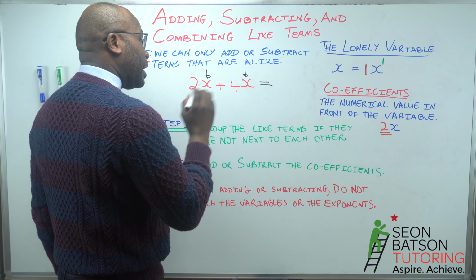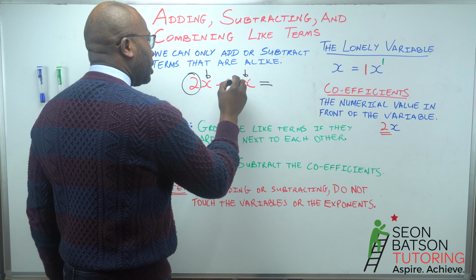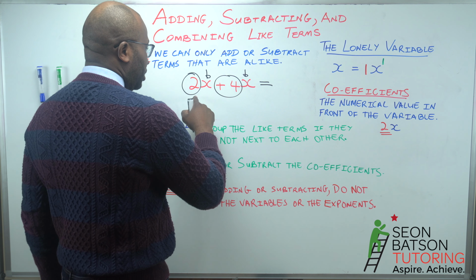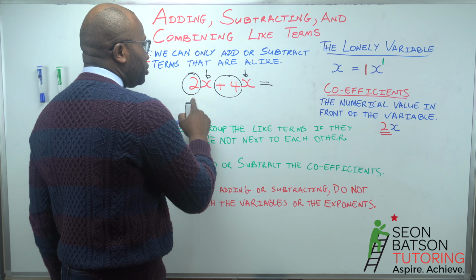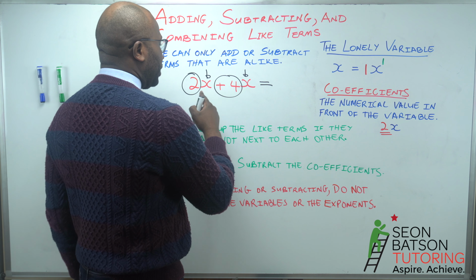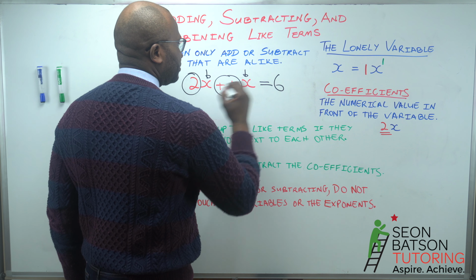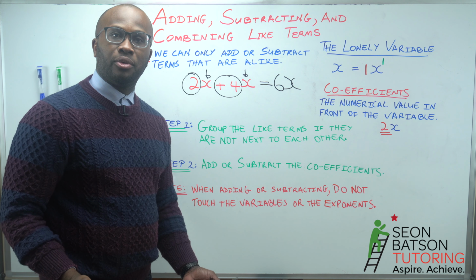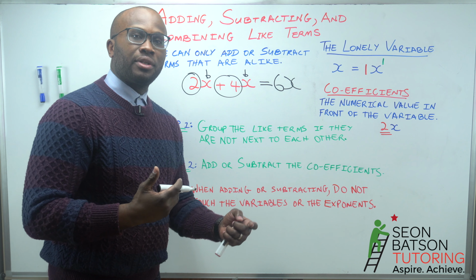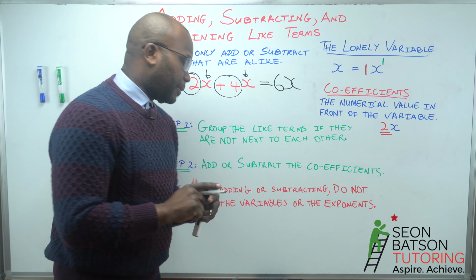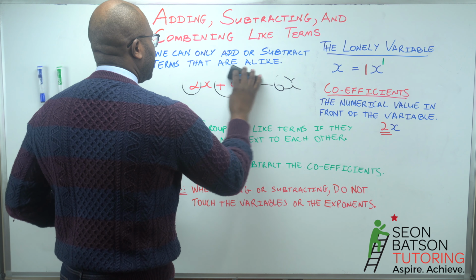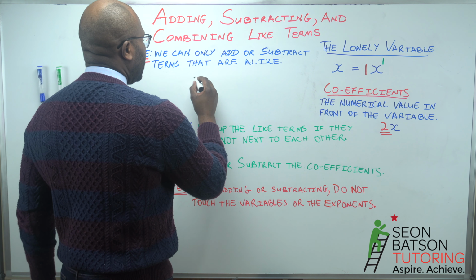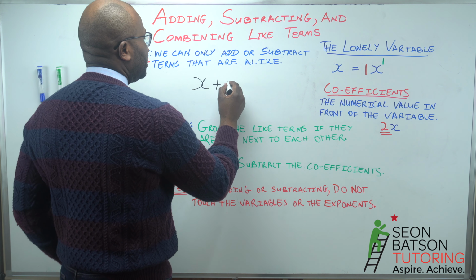And again, remember, when we are adding, we're only adding the coefficients or the numbers in front of the variables. So the numbers in front of the variables are 2 and 4. If we add 2 and 4, we would get 6. And the x stays. So the answer is 6x. It's that simple. Only add or subtract the coefficients. Leave the variables alone. Get the idea? Alright, very good. What if we have x plus 7x?